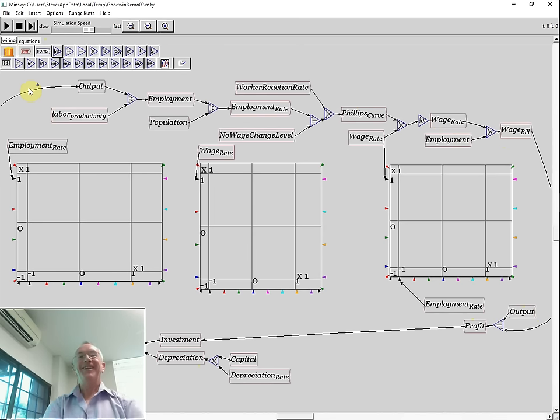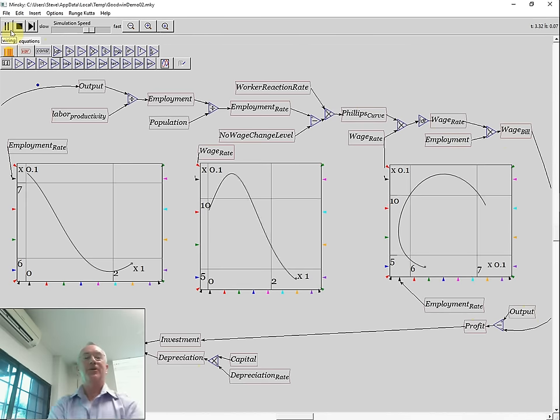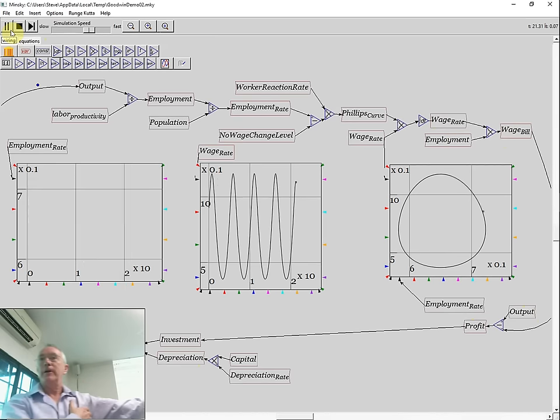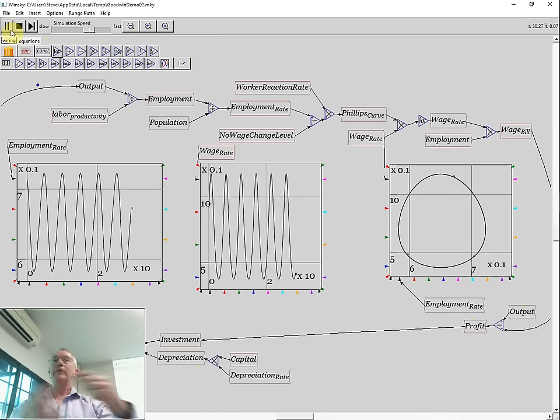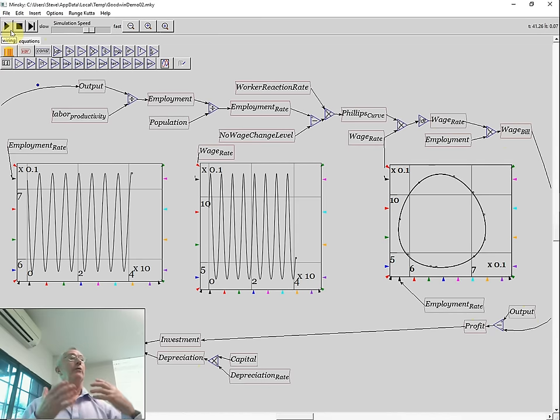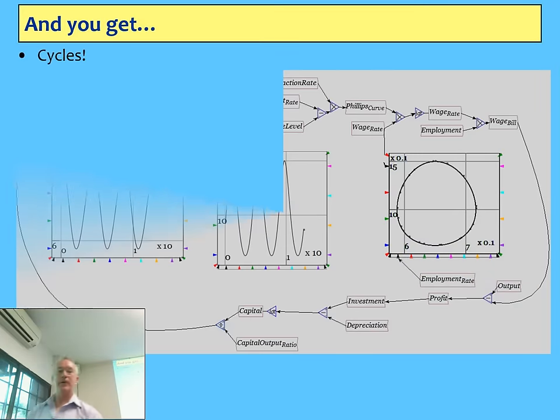Okay, you're right. What I get is cycles. There's the cycles in the employment rate and the wages rate. Employment is the left-hand graph. Wage rate is the middle graph. And I'm graphing them both against each other in the third graph. So you get cycles. So a coherent way of looking at the economy out of equilibrium gives you cycles, not equilibrium. So economists are wrong to believe you must have equilibrium to be coherent. In fact, I think if you think everything's in equilibrium, you are incoherent. That's the mistake. They've got it the wrong way around. So that's a bit of it. You see the cycles there.